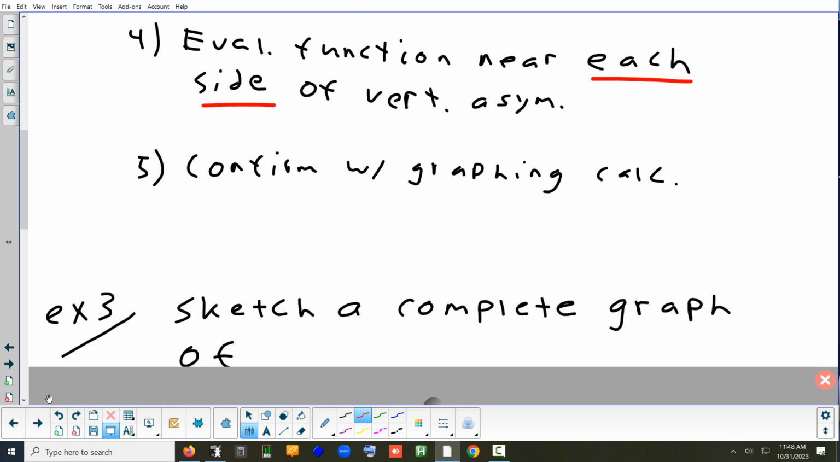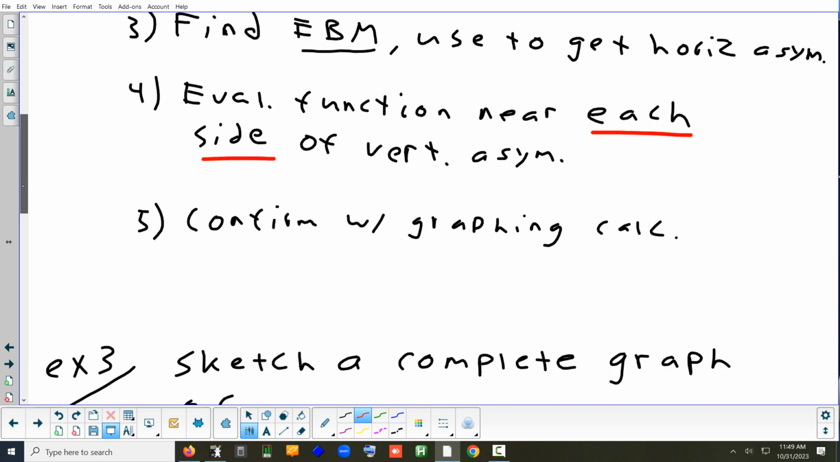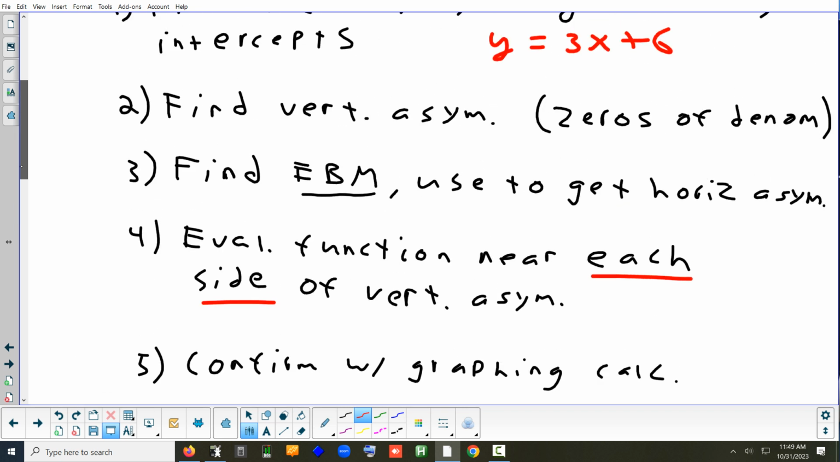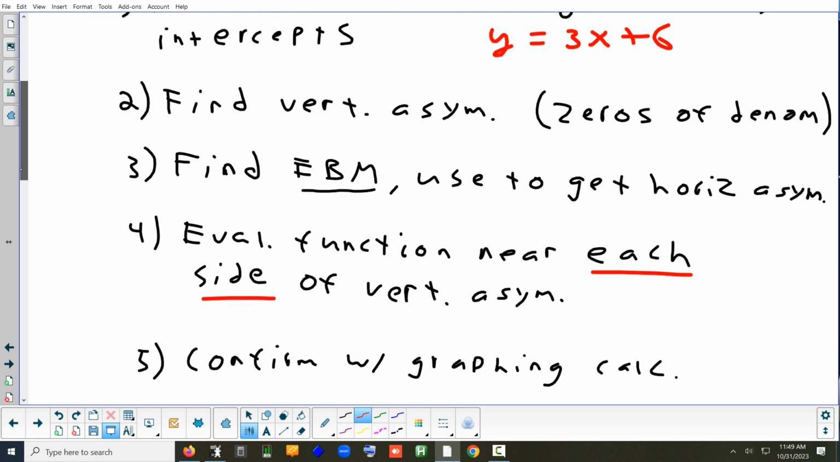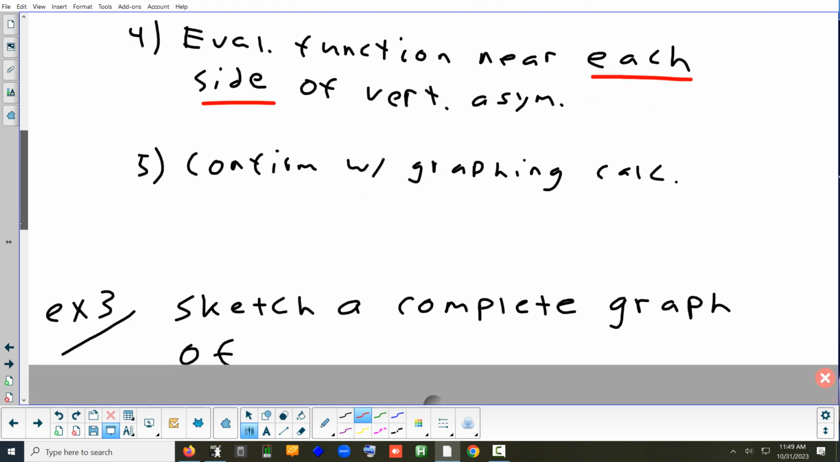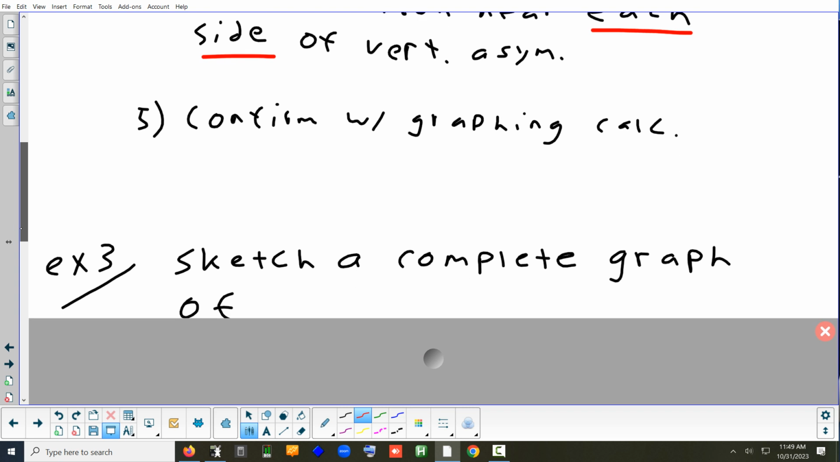So we'll try one of those, and that'll be it. Everyone have the 1 through 5 steps? Just need to write the last one. Last one? Yeah, the last one is just confirm with the calculator.